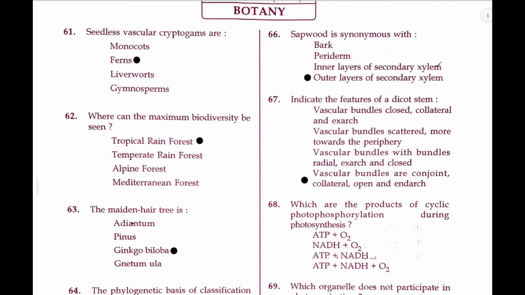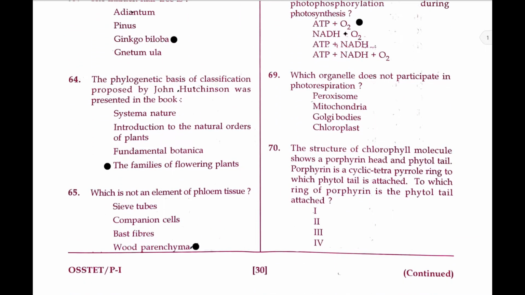Which are the products of cyclic photophosphorylation during photosynthesis? Remember, in cyclic photophosphorylation, only ATP is produced. As seen here, oxygen is also present, but oxygen is not the right answer. Only ATP is produced, and NADPH is not produced here. Next, which organelle does not participate in photorespiration? The answer is Golgi bodies.